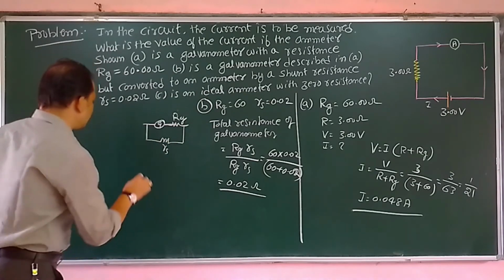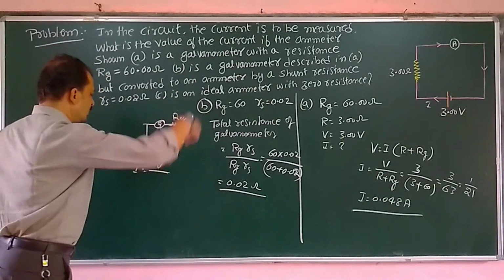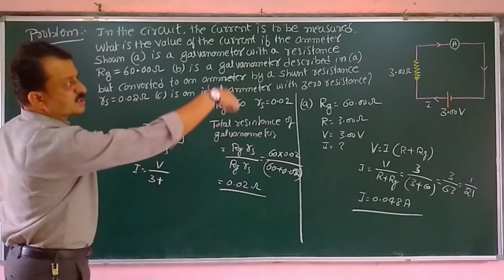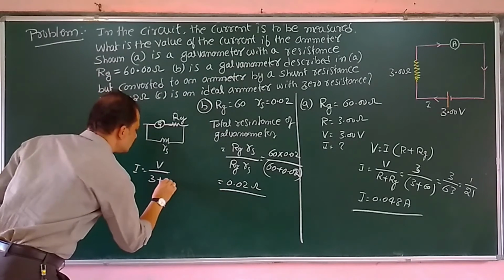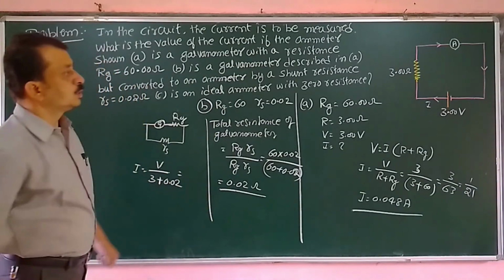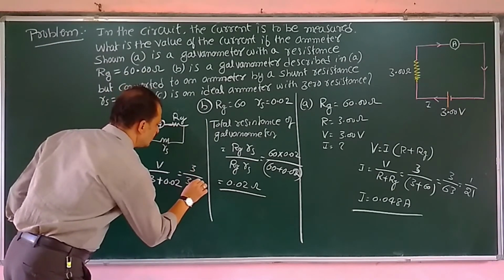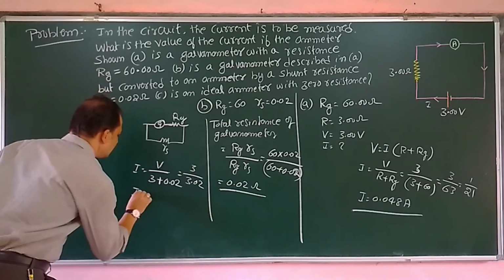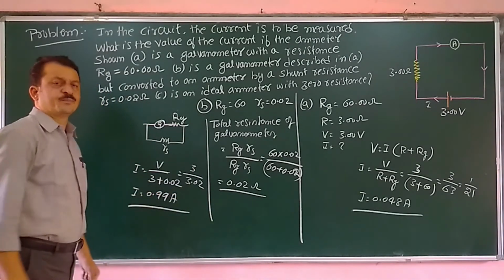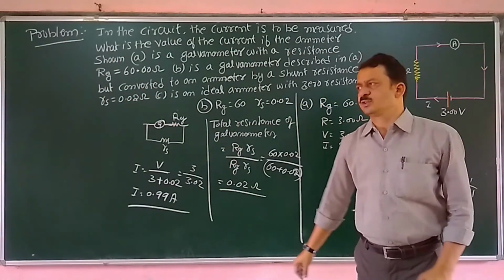Therefore what is the current flowing? Current flowing is equal to voltage divided by the total resistance. 3 ohm, that is external resistance, plus this resistance, 0.02 ohm. Now voltage is 3 divided by 3.02, or that current is nearly 0.99 amps. That is the second case.